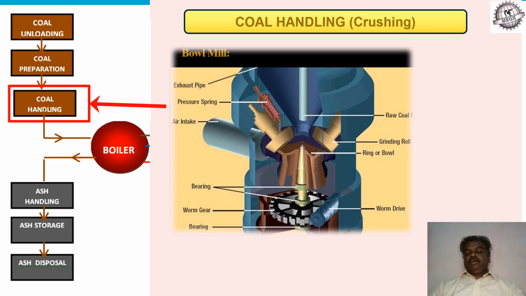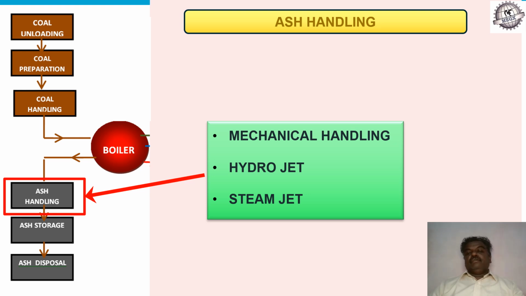And once the coal is ground, it has to be taken to the boiler, and a conveyor could be used to transfer the crushed coal to the boiler, or in many power plants, the air that goes to the combustion chamber will be used to flush the powdered coal particles from these crushers to the combustion chamber of the boiler. And once the coal reaches the boiler, it mixes with the air, it burns, and ash is left behind.